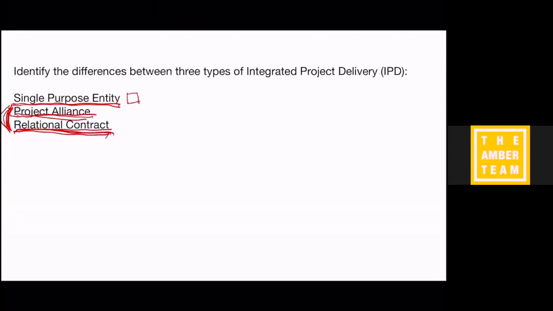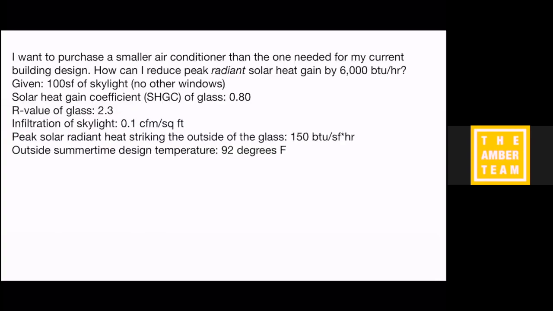And then finally, the relational contract, you don't have the risk and you're not really a partner in the same way, but you're getting your profit based on the performance of the building. All right. So that concludes that.